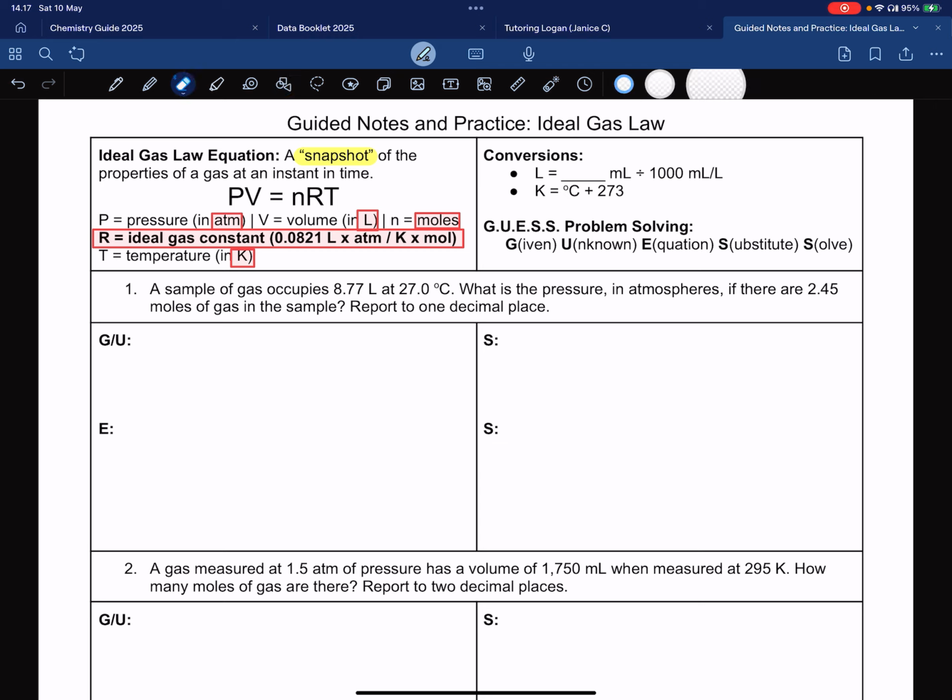Now, because 1,000 milliliters is equal to 1 liter, if you have milliliters, you need to divide by 1,000. And of course, you have to take Celsius and add 273 to get Kelvin. We're going to be using the same given, unknown, equation, substitute, solve that we did before. All right, so here we go.